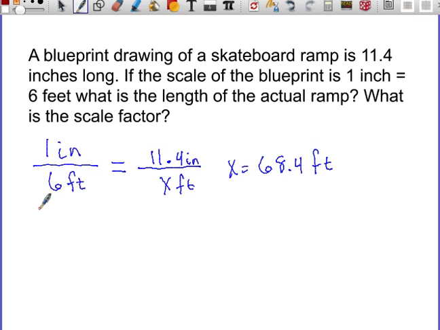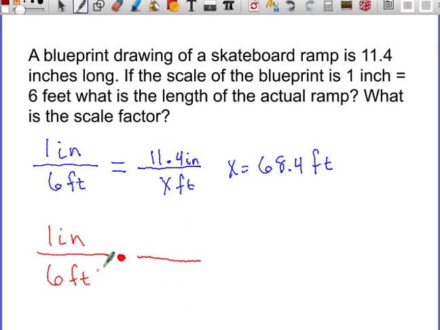Okay, next I want to determine the scale factor. So again, I want to start with the scale. You're always going to start with that. 1 inch over 6 feet. And what's the key thing about the scale factor? What do I want to do? Measurements cancel out. So I want to set up some conversion factor so that measurements cancel.